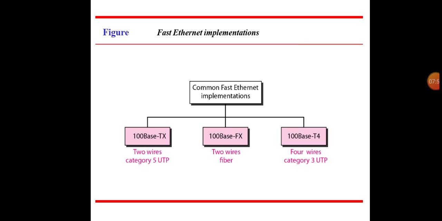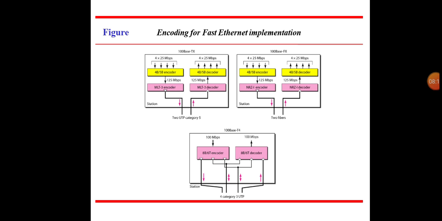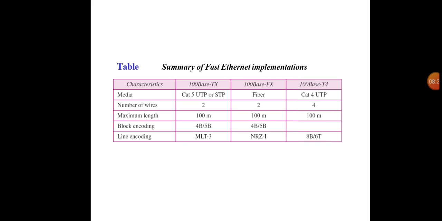Fast Ethernet implementations. Common fast Ethernet implementations: 100Base-TX is 2 wires Category 5 UTP, 100Base-FX is 2 wires fiber, and 100Base-T4 is 4 wires Category 3 UTP. This is an encoding for fast Ethernet implementation. Summary of fast Ethernet implementations.